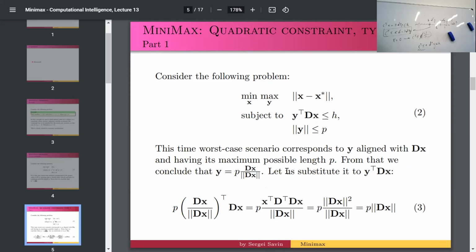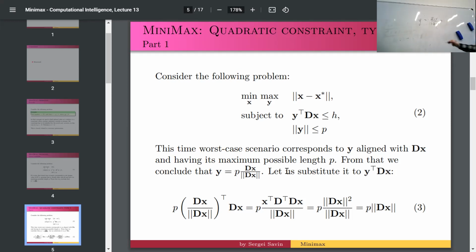Notice expression 2, quadratic constraints. So what is the worst case scenario there? It is written down on the slide. The worst case scenario is when y is aligned with x, dx. But you would have to normalize to alignment. When you talk about alignment, you need to talk about unit vectors, not vectors, right? So you have to do this kind of stuff. And the norm is still p at most. So this is the scenario that you get.